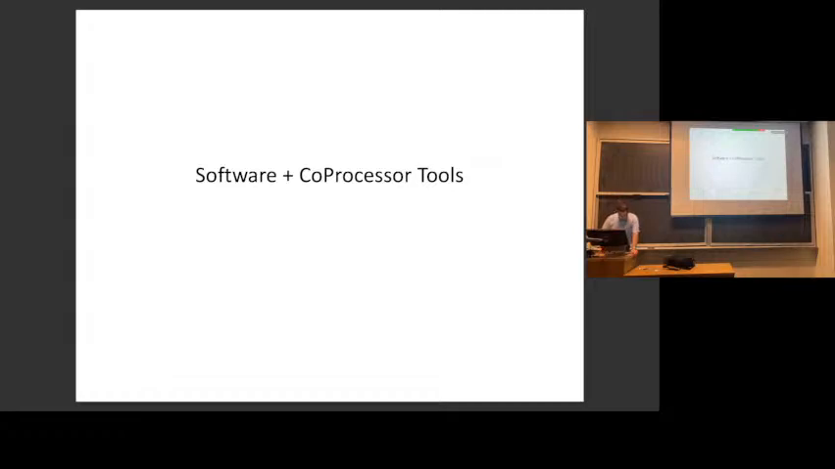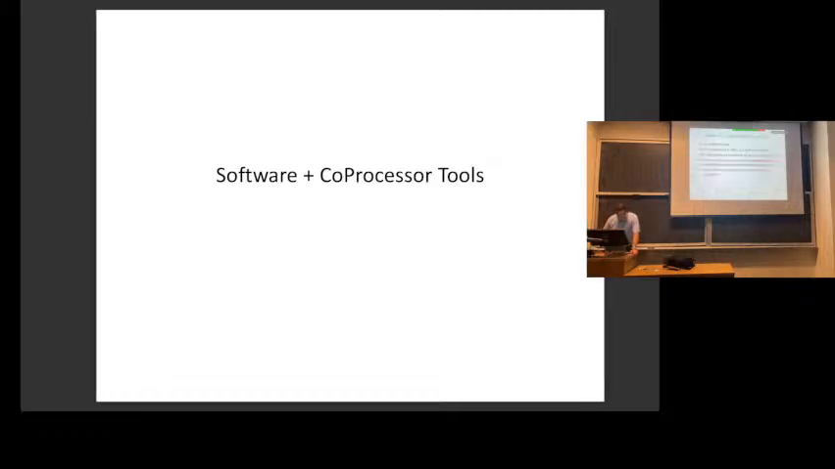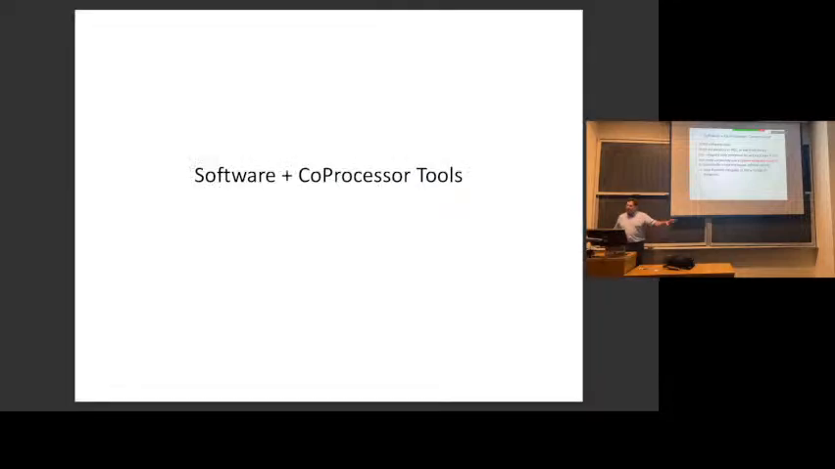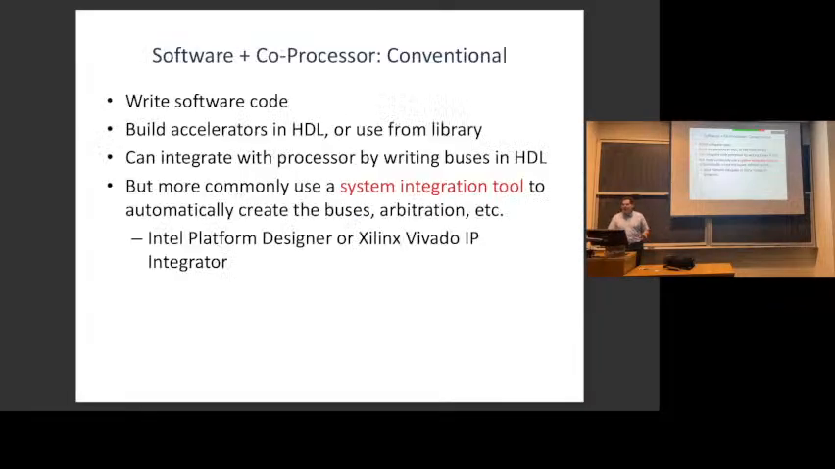Okay, so another few tools, software and coprocessor tools. Another programming model we talked about was we make a processor, maybe it's hard, maybe it's soft, and then we make coprocessors for it. One way you can do this is you write your software code, usually in C. You build the accelerators in HDL, or maybe you can find them in an IP library, so you might buy them, or maybe they came with the CAD tool. And then you can integrate them with the processor by writing buses in HDL.